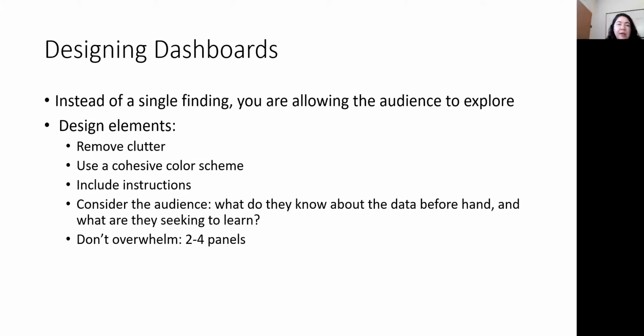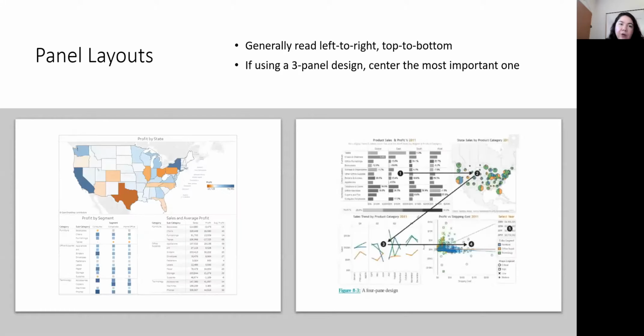And then the last piece here is don't overwhelm. When you're looking at panels, 2, 3, 4 max. Even if you look at the one on the right there, the 4-pane design, it is cluttered. There's a lot going on there. 2 or 3 is a little bit easier on the eyes, just depending on what's going on.